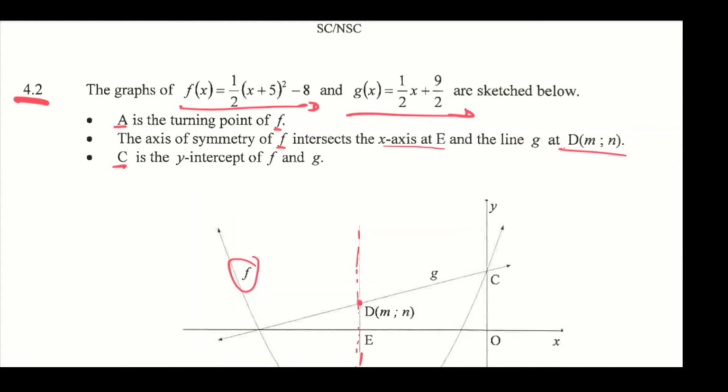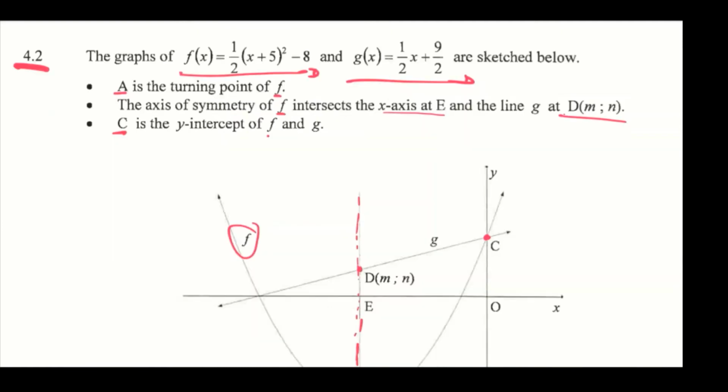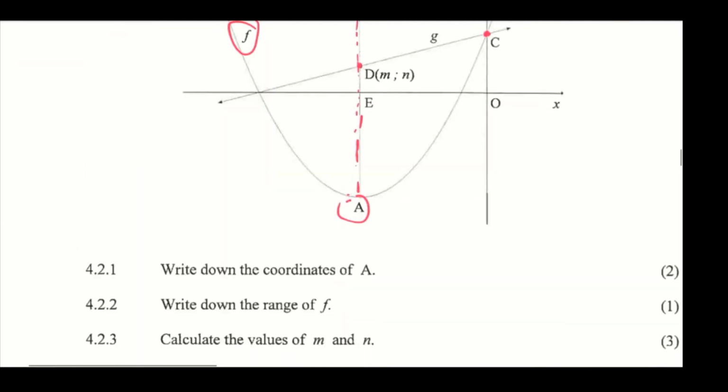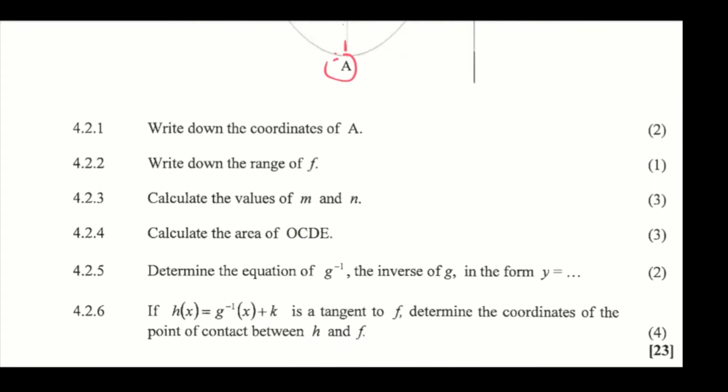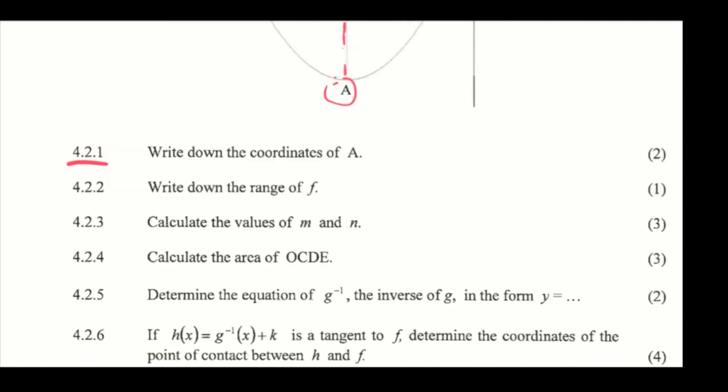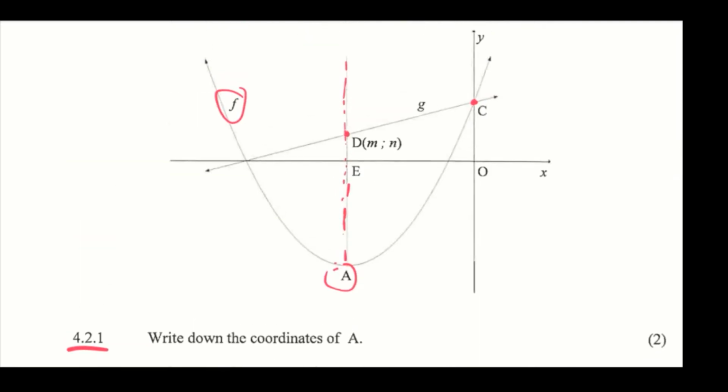C is the y-intercept of f and g, which is this point here. Cool. So there is your graph, and let's answer the questions that follow. So having 4.2.1, write down the coordinates of A. So we need to write down the coordinates of this turning point here.